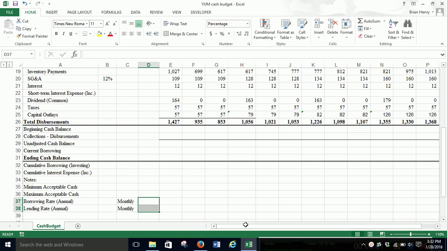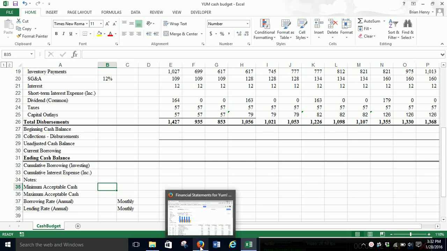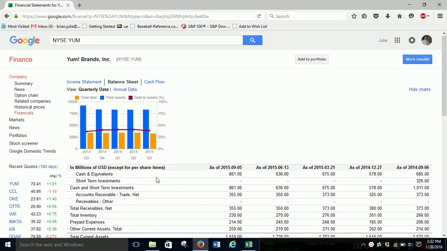Alright, let's finish up the cash budget. We just have to make four assumptions down here before we start, because they're going to tell us what to do. We need to know minimal acceptable cash. So I'm just going to look at the balance sheet of Yum and see how much cash they tend to hold. If you look at their quarterly balance sheets here, they hold between $578 million and $861 million on hand at a given time.